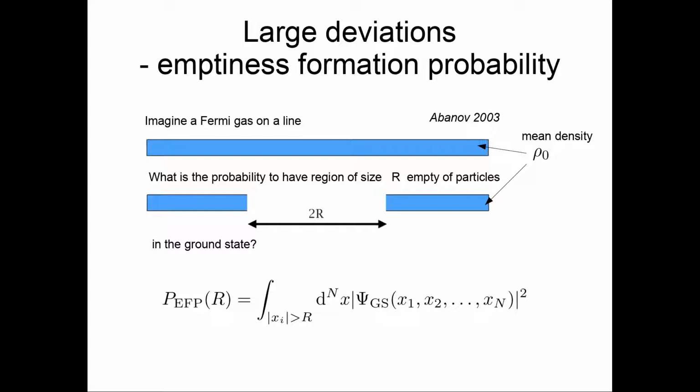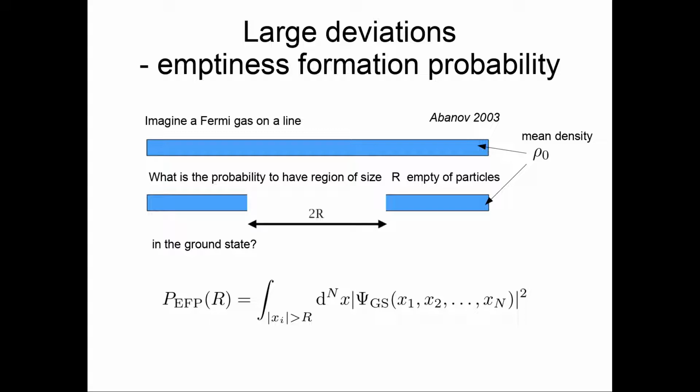So let's start with a simple example. It's a work done by Sasha Abanov, who was here a couple of weeks ago. And the problem is like that. Imagine you have free fermions moving on a one-dimensional line, and the fermions are in the ground state, zero temperature. And one asks, what is the probability to have an empty interval of the size 2r from minus r to r, while maintaining the average density at infinity being rho 0?